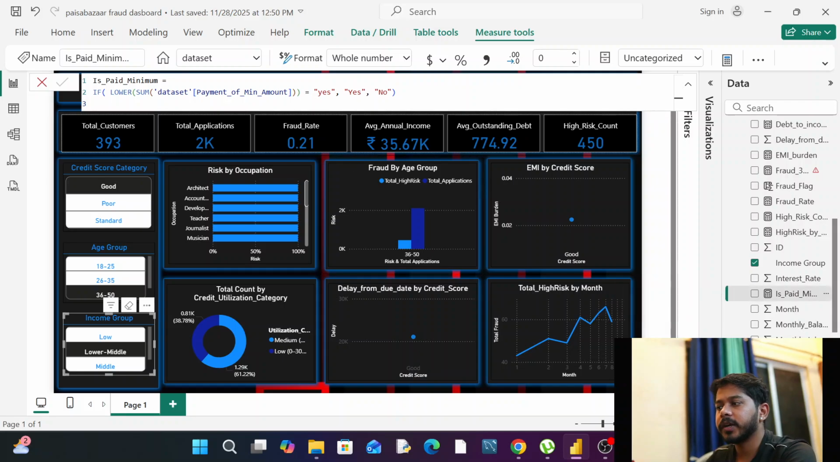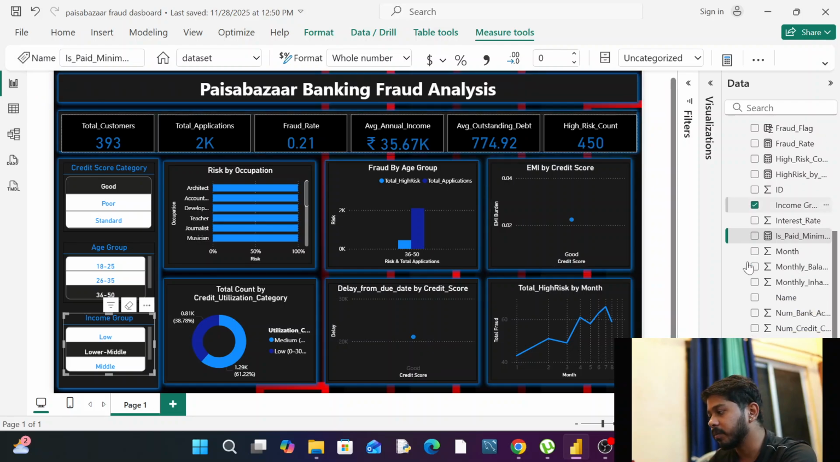Next we made is paid minimum. Is paid minimum means whether the payment of the minimum amount is done or not. In that we took a lower function, which means we want it in lower case. From the data set, we took the payment of minimum amount column, and from that we took yes or no, whether it is capital yes or no, and we got the is paid minimum measure, that whether the minimum amount is paid or not.